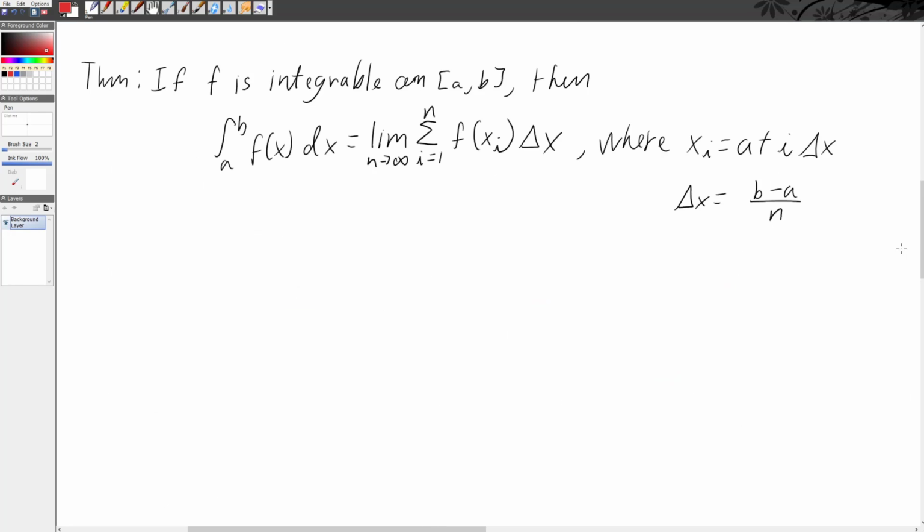Now note that the xi star before was just any sample value. If we were to actually try to make this the same as 5.1, we would have to choose our xi to be the endpoints that we found in 5.1. And indeed, this theorem says that if f is integrable on [a, b], then it doesn't matter what point you choose as your sample point. It can be the left endpoint, it can be the right endpoint, or it can be any point in between. The limit as n goes to infinity of the sum is going to be exactly the same.